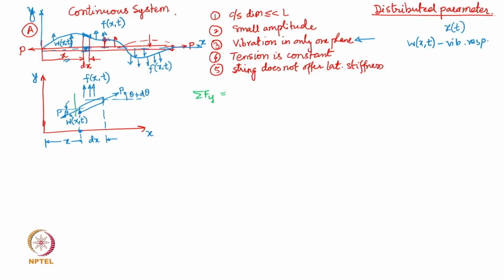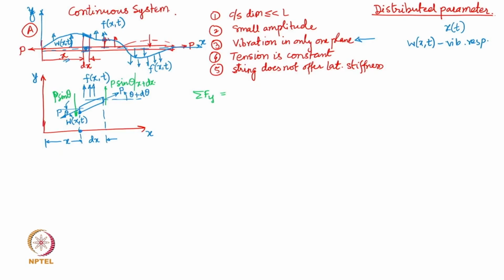The vertical force at one end here is going to be capital P, the tension in the wire, times sine theta. That is basically the vertical force acting on this side, and on this side this is going to be P sine theta at x plus dx. So these are the vertical components of this pulling force or tension in the string at x as well as at x plus dx.